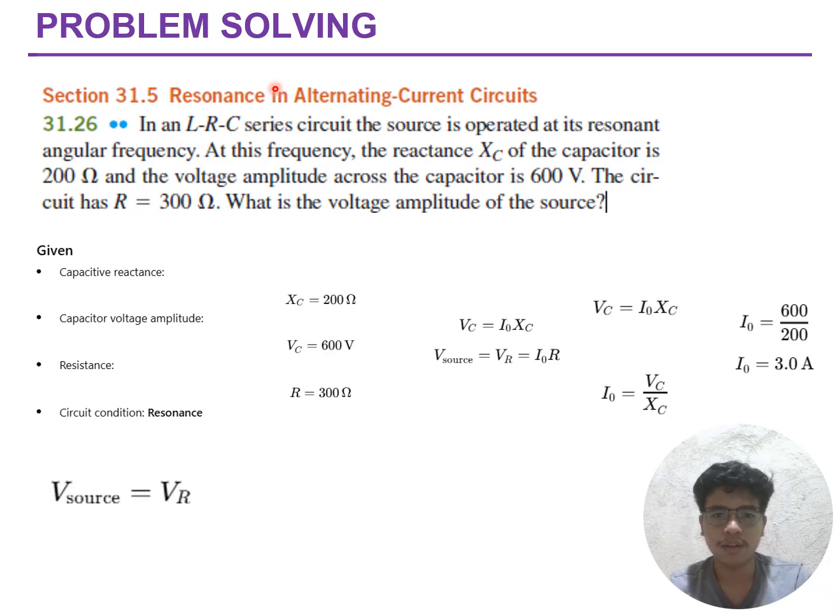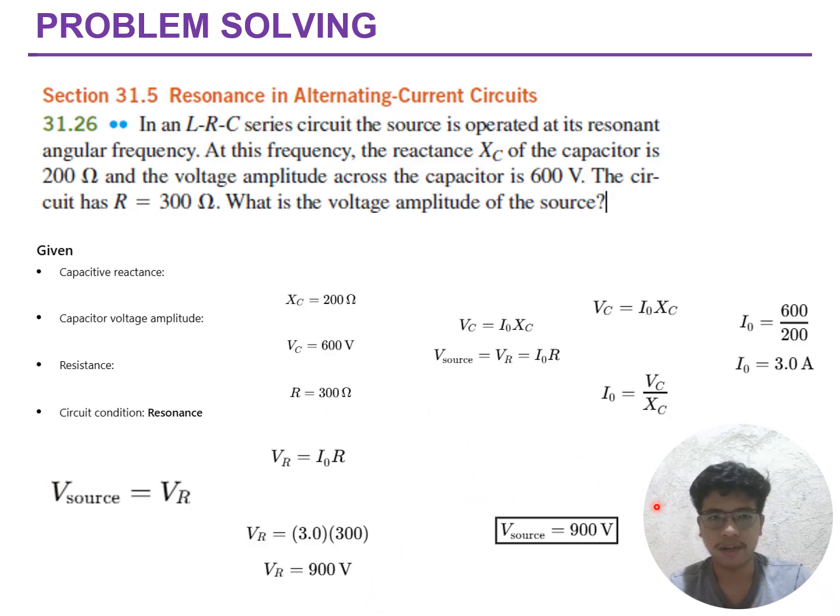Then after that, we need to use the resonance condition. At resonance, the source voltage equals the voltage across the resistor because the reactive voltages cancel. So we have this, V source is equal to V_R. Then find the resistor voltage. So we need to substitute the values. We have 3.0 amperes times the 300 ohms. So we get 900 volts. So as you can see, here is the final answer.